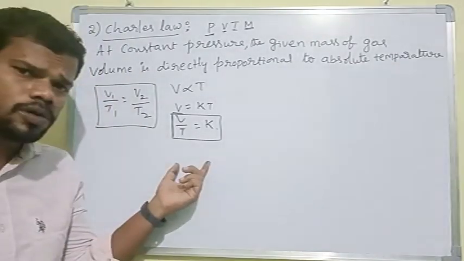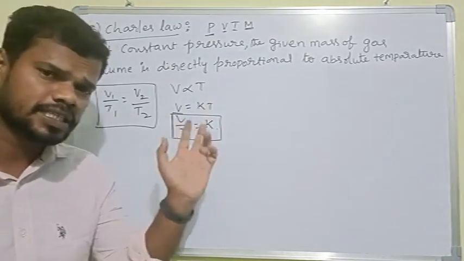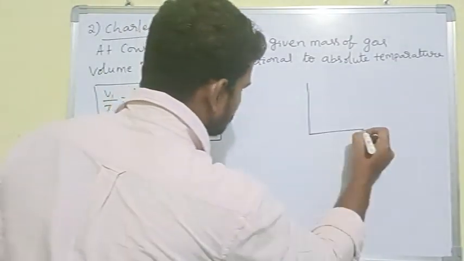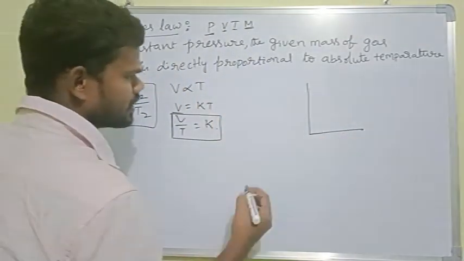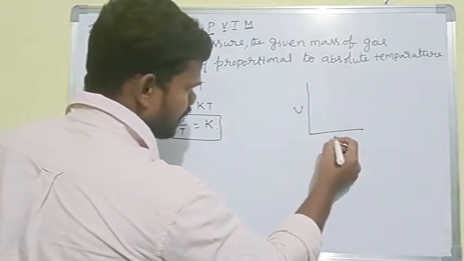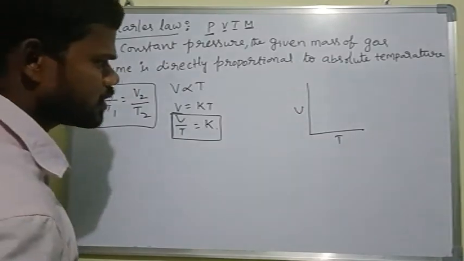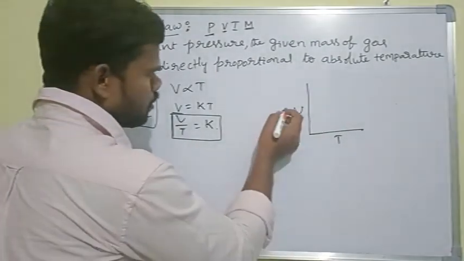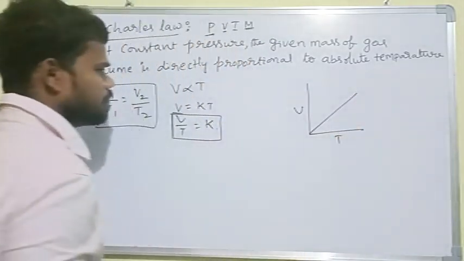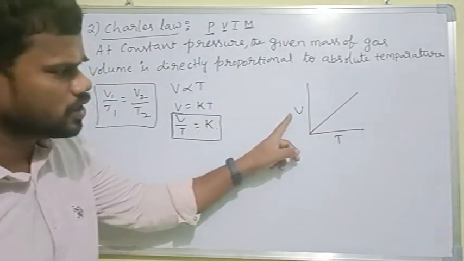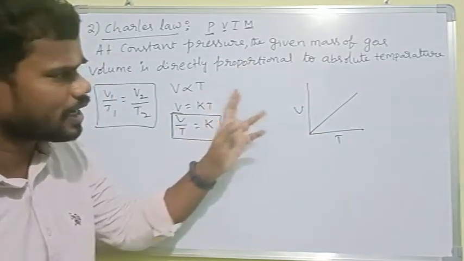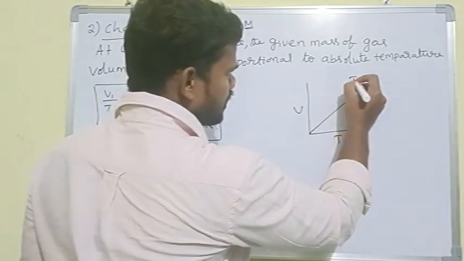Now we have to observe the graphical representation for this Charles law. Volume is directly proportional to temperature. So volume versus temperature, if we draw a graph, we get a straight line at constant pressure. The graph is drawn between volume and temperature at constant pressure, and this graph we call an isobar.